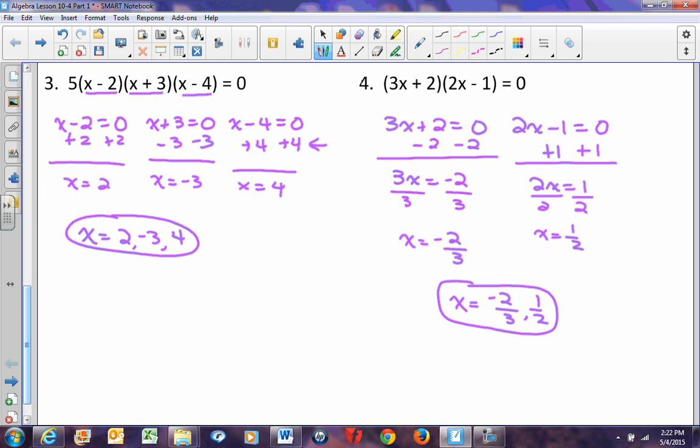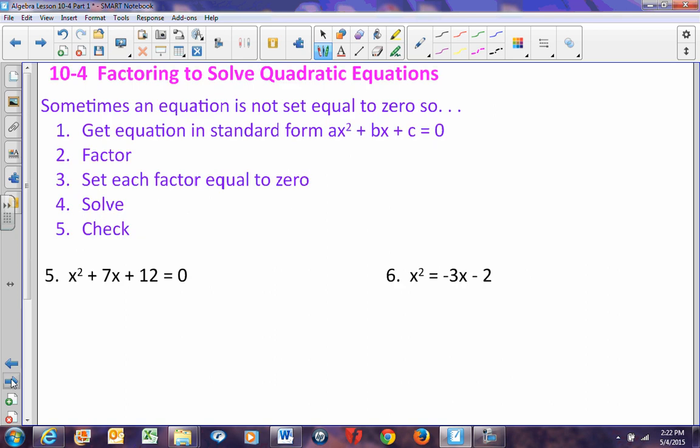Now, those were easy because they were already in factored form. Not every equation will be in factored form. Not every equation will be even in standard form. So sometimes an equation is not set equal to 0, so you must do the following.